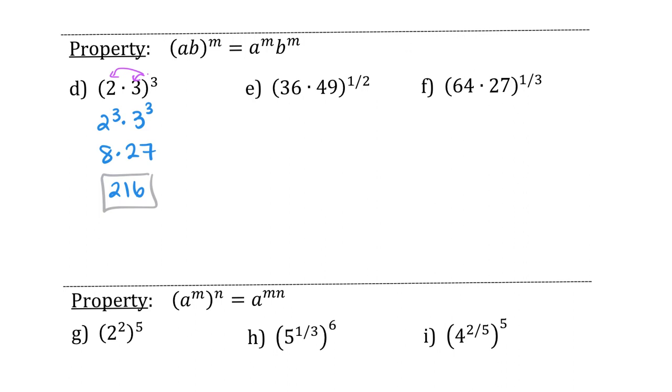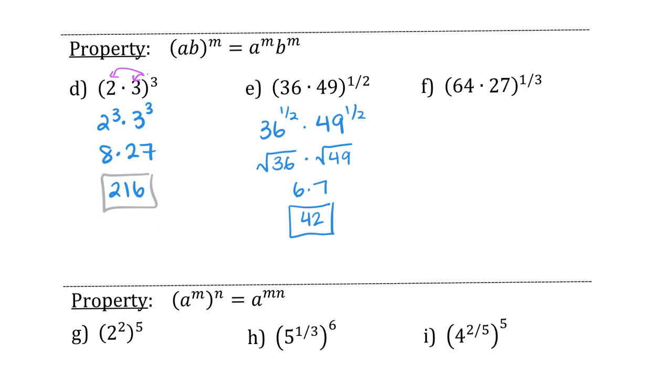Okay, now if I look at this one, if I do 36 times 49 and then I raise it to the 1/2, I don't really want to do 36 times 49. So instead I'm going to distribute the 1/2 power. So if I do 36 to the 1/2 times 49 to the 1/2, does that make it easier? It kind of does, because 36 to the 1/2 is really the square root of 36 times the square root of 49, which is 6 times 7, which is 42.